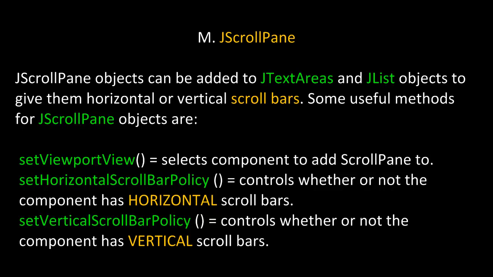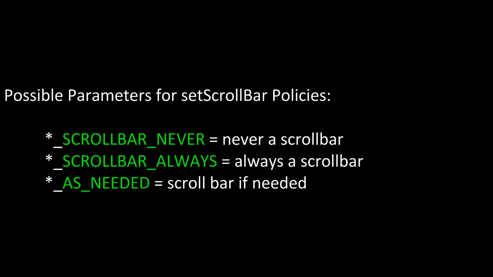setHorizontalScrollBarPolicy, which controls whether or not the component has horizontal scroll bars, and setVerticalScrollBarPolicy, which controls whether or not the component has vertical scroll bars. Some possible parameters for the scroll bar policies are scrollbarNever, which means never display a scrollbar, scrollbarAlways, which means always display a scrollbar, and asNeeded, which means only display the scrollbar if the text flows over the available visible area.